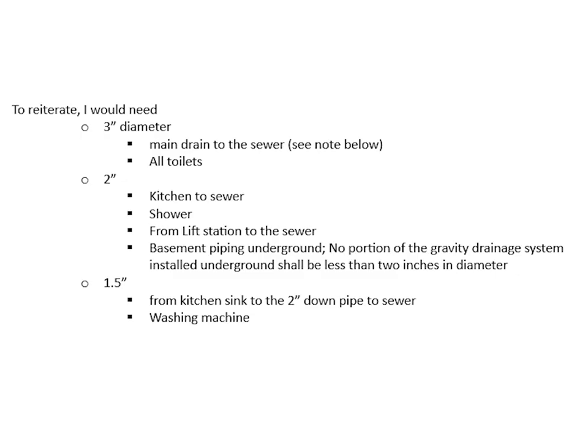To reiterate, I would need the following drainage pipes: 3-inch diameter: main drain to the sewer, and all toilets. 2-inch diameter: kitchen to sewer, shower, from lift station to the sewer, basement piping underground. No portion of the gravity drainage system installed underground shall be less than 2 inches in diameter. 1.5-inch diameter: from kitchen sink to the 2-inch downpipe to sewer, and the washing machine.